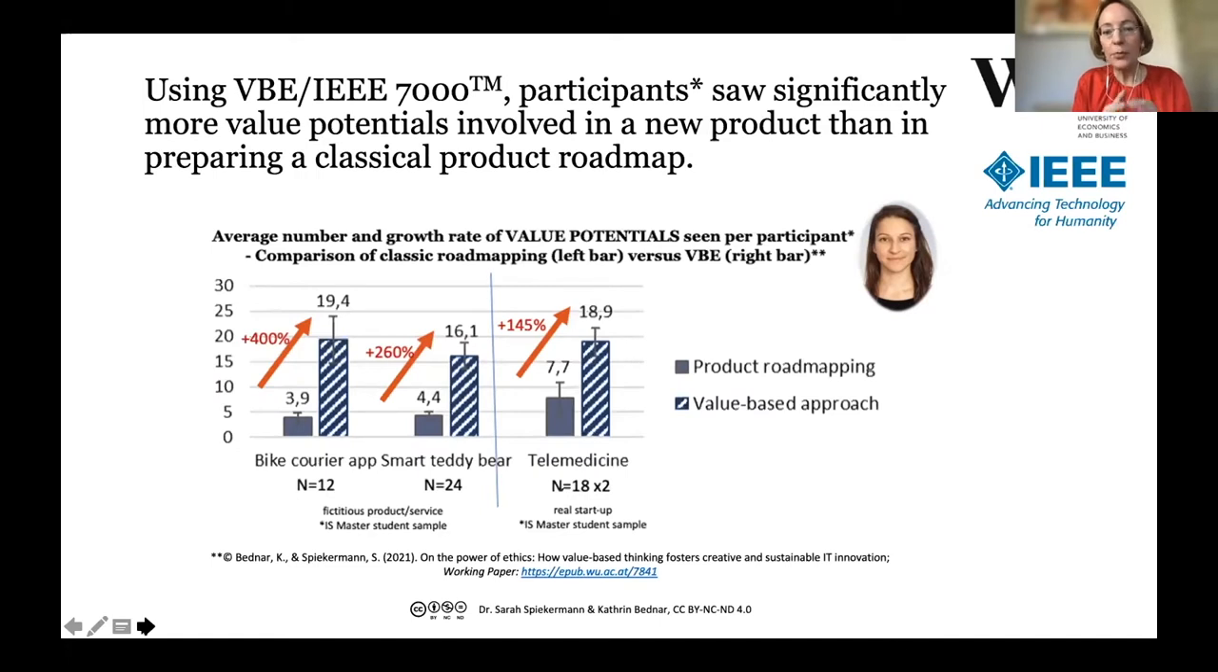We see a lot, I mean, 400, 260%, as we have three case studies here that I'm presenting the data on: a food delivery service, smart toys, telemedicine. Every time we pose these three questions to the stakeholders, we see that many, many values are identified that are not seen if you do classical product roadmapping.